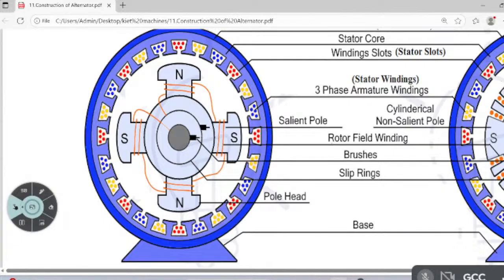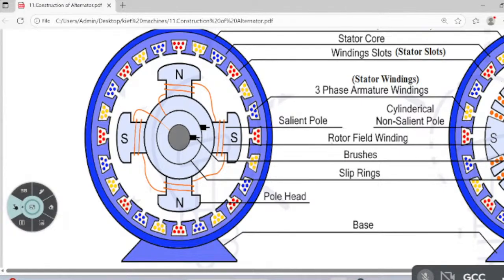What am I doing here now? Instead of the rotor, I am keeping these conductors in the stator. The stator has stator slots. So why have I given this color coding? This is three phase. The three phase coding is RYB.